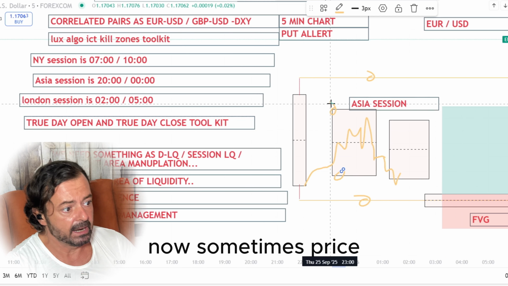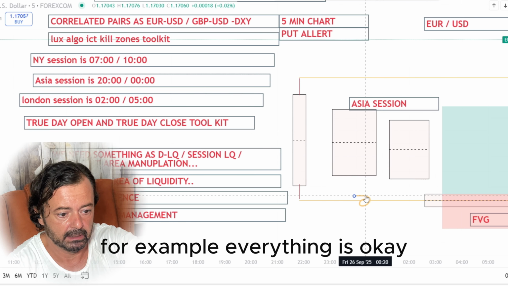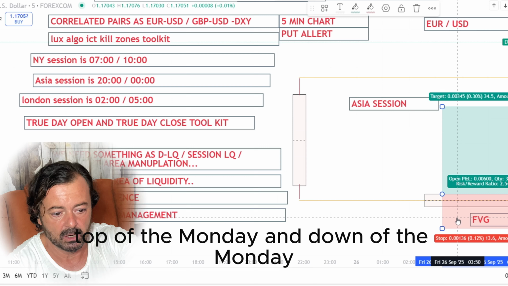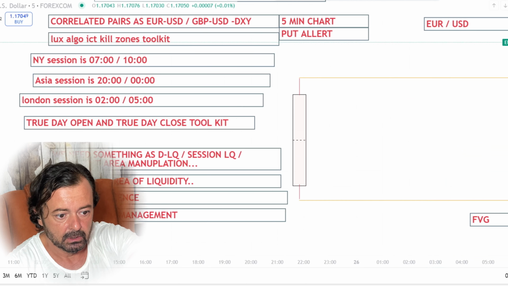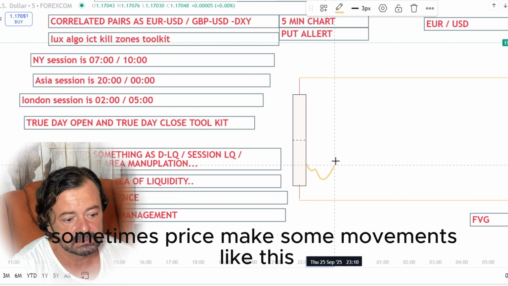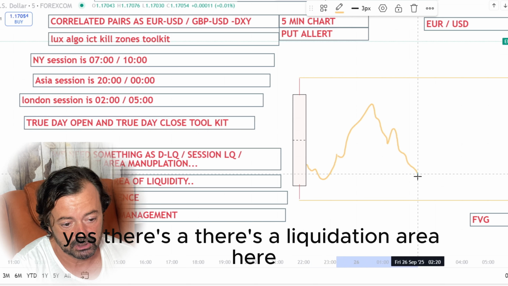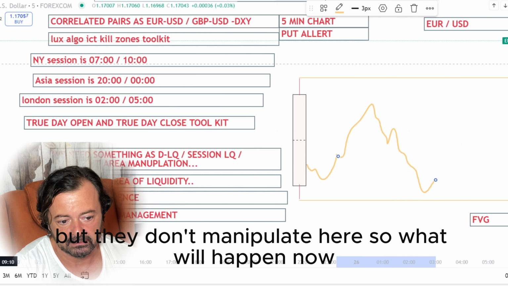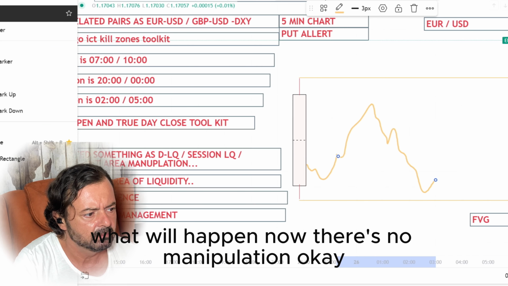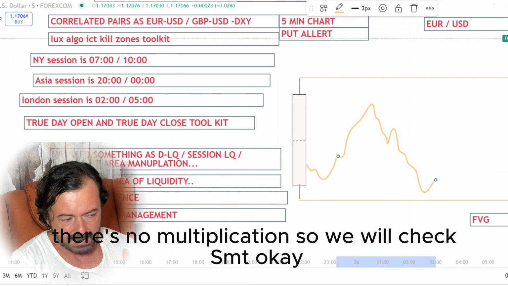Now, sometimes price, for example, everything is okay. We put the signs top of the Monday and down of the Monday. We are waiting for some manipulation. Sometimes price makes some movements like this. Yes, there's a liquidation area here, but it didn't manipulate here. So what will happen now? There's no manipulation. Okay, so we will check SMT.